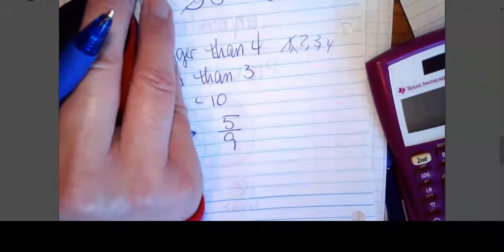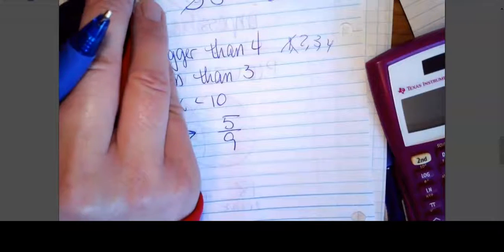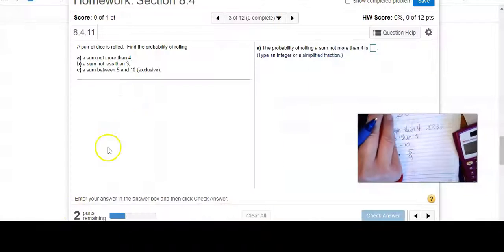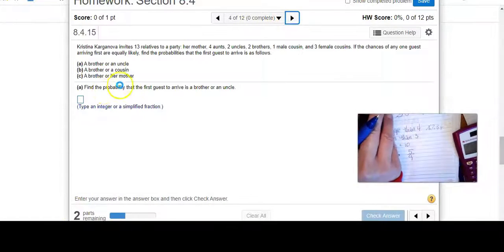All right, so let's talk about some more. So I am going to do the next one. Christina Carganova invites 13 relatives to a party: her mother, 4 aunts, 2 uncles, 2 brothers, 1 male cousin, 3 female cousins. If the chances of any one guest arriving first are equally likely, the probabilities that the first guest to arrive is as follows. I want to know the probability of a brother or an uncle.